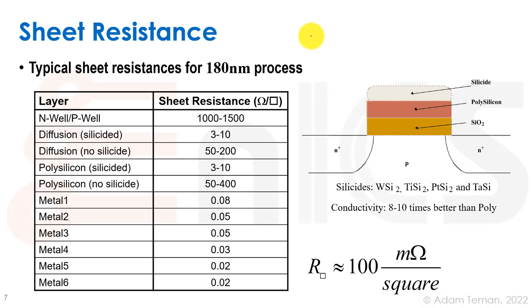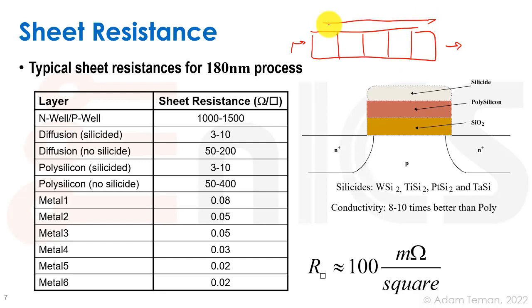So what we would do is take a resistor over here, and we have some current coming in and going out, and we would break it into squares, which is the same as taking the length divided by the width, length, as I said before.